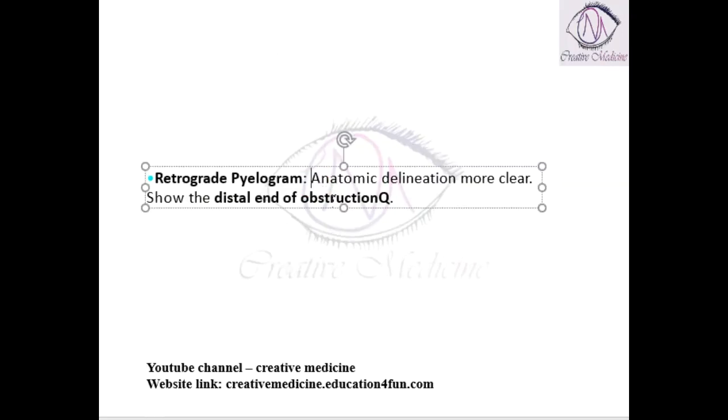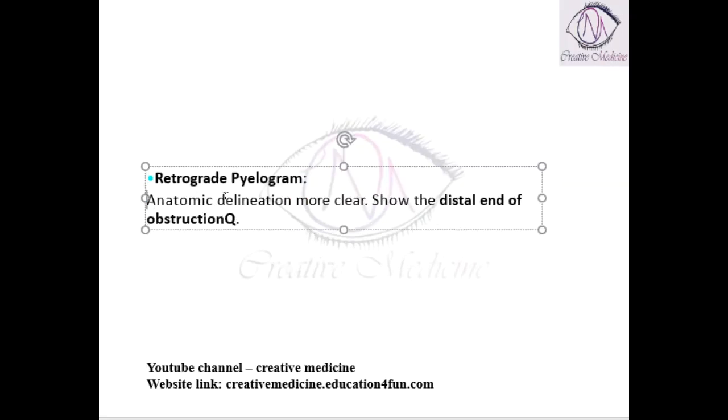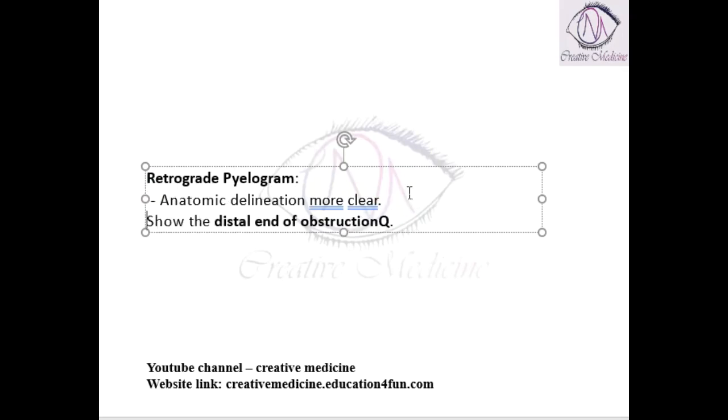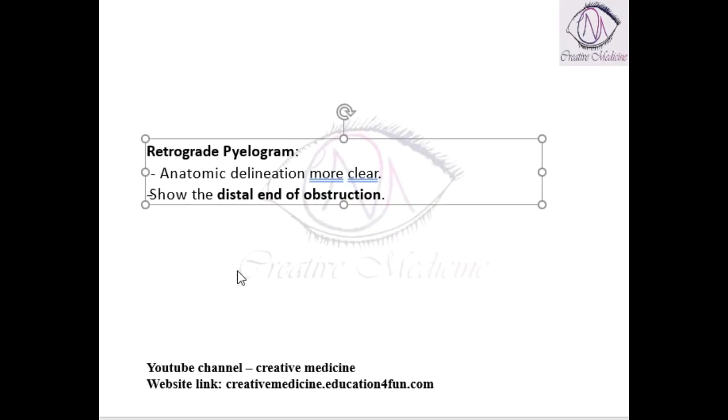Then we can also do a retrograde pyelogram. This retrograde pyelogram will give us a proper idea about the anatomical aspect. So this will show where the distal end of the obstruction is, which can be shown by retrograde pyelogram.